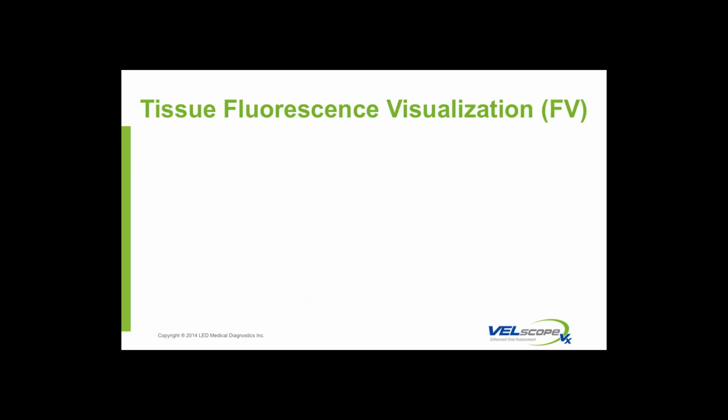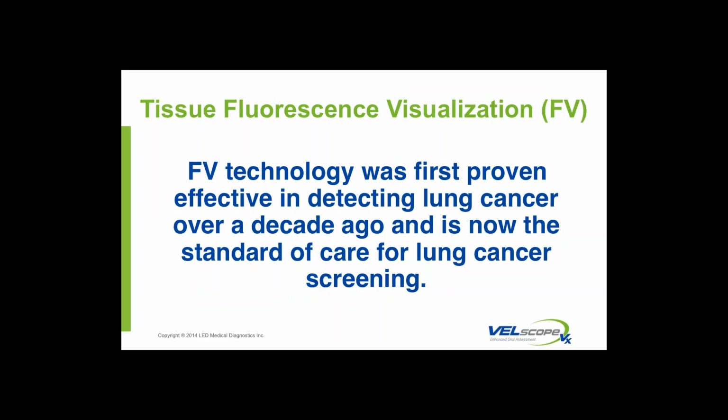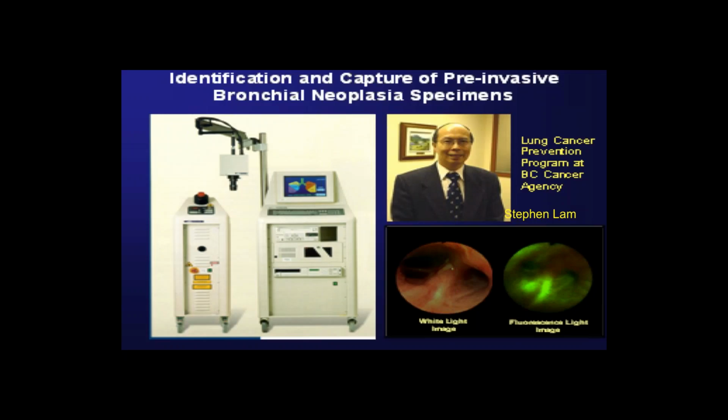One example of prevention was utilizing a technology called tissue fluorescence visualization, which actually began about 17 years ago for lung cancer screening. They incorporated a safe, specific wavelength into a bronchoscope, and with that bronchoscope they were able to increase sensitivity by over 50%. It became standard of care for lung cancer screening in a little less than 2 years.